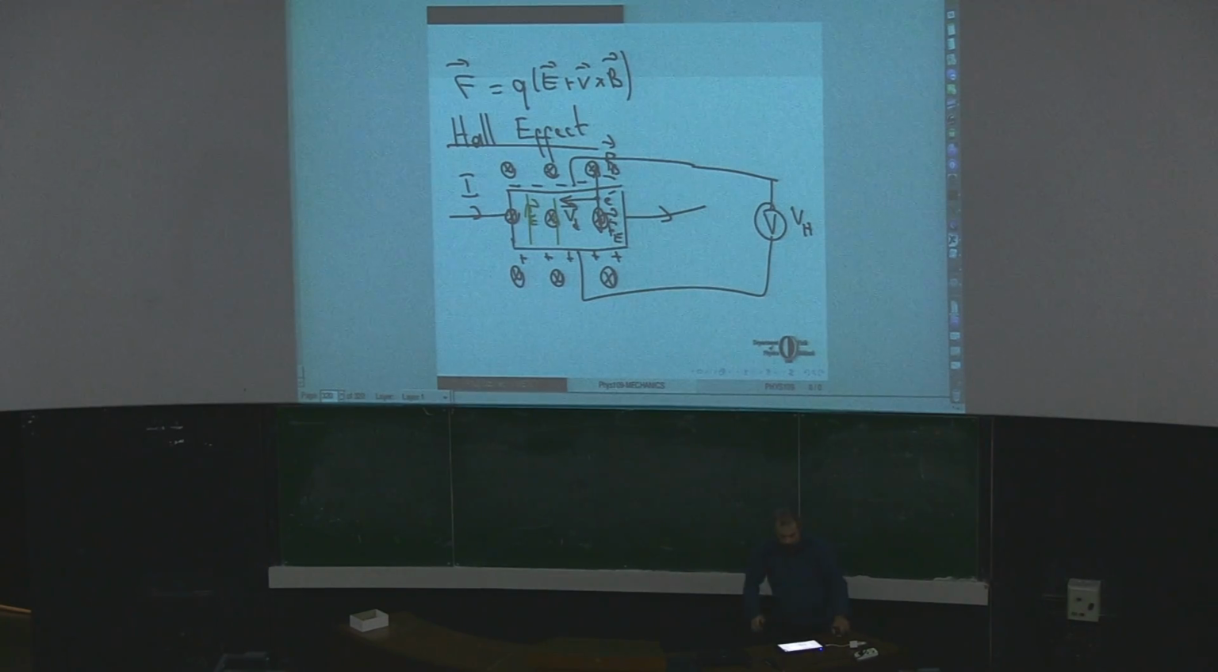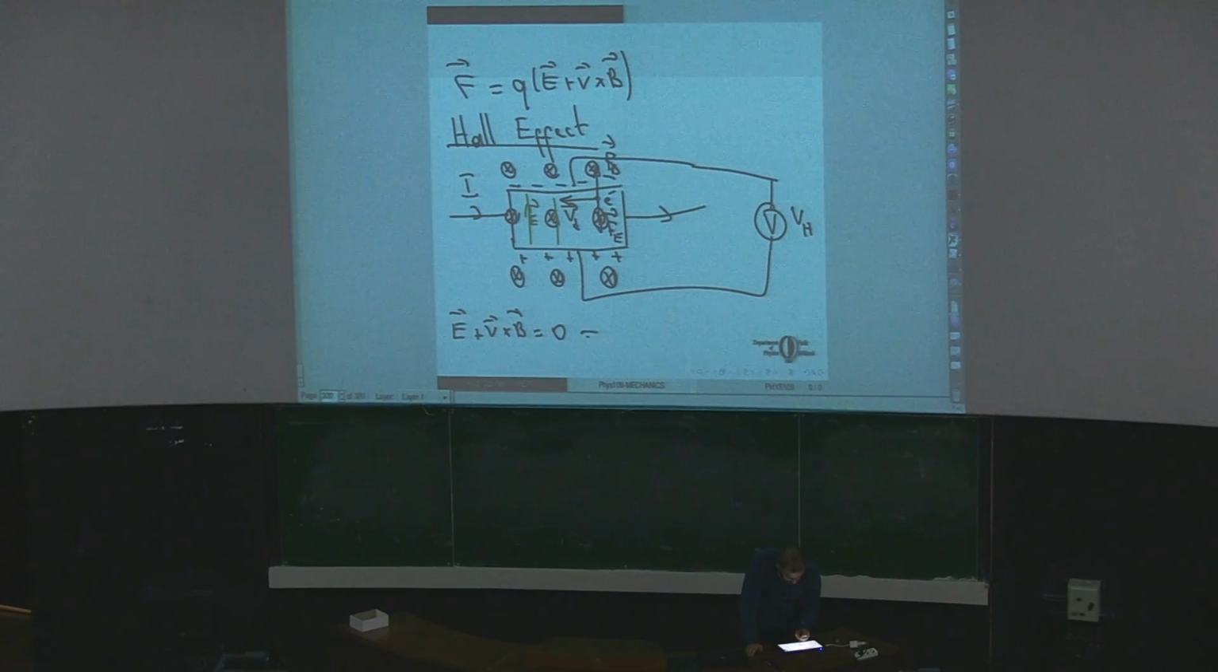And that will happen when the electric field plus V cross B is equal to 0. You see, the magnetic field B is constant. Drift velocity is constant, more or less constant. But the electric field keeps increasing. So eventually this point will be reached. And when this is reached, the electrons will just go straight. There will be no longer accumulation of charges anywhere.